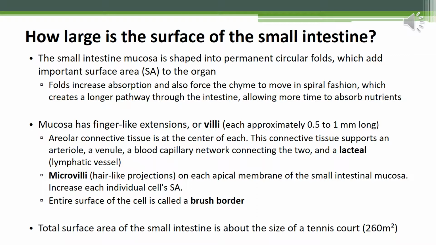So now that we have all these features which increase the surface area of the small intestine, the total surface area of the small intestine is actually about the size of a tennis court, which is 260 meters squared, and that is a lot of surface area to just be all bound up in your abdominal cavity.